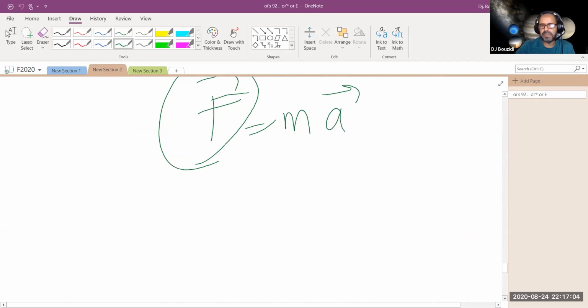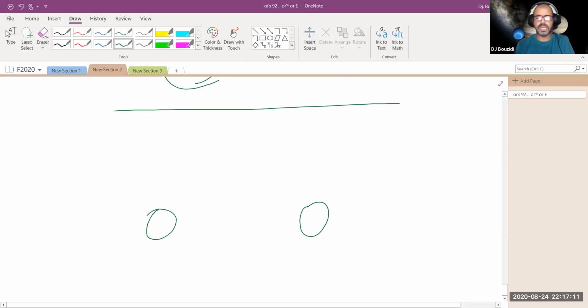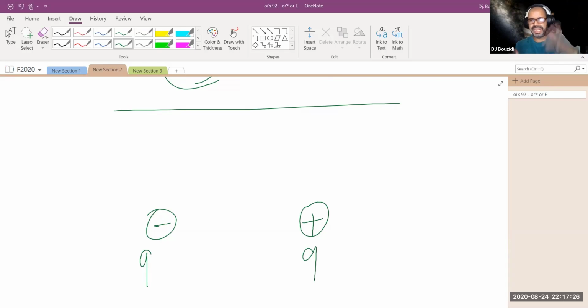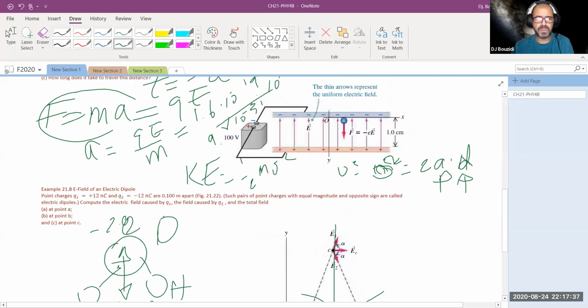So the electric dipole is really 2 charges, that's all. I have 1 charge in here, and I have another charge in here. The key thing is the 2 charges have the same value and different signs. So one of them is a negative Q, and the other one is a positive Q. That's what this problem is. And both charges in this case are 12 nanocoulombs.